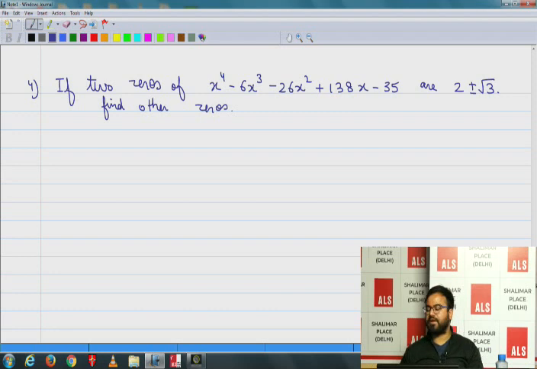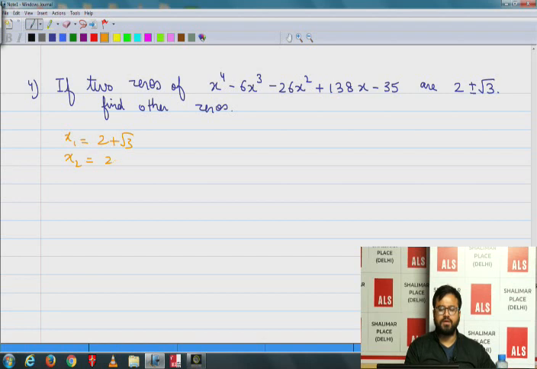Very good. Negative 5 and 7. That is the correct answer. Okay, so let us solve this. So the two zeros are given, 2 plus minus root 3. So we can say x1 is equal to 2 plus root 3 and x2 is equal to 2 minus root 3. So we have to frame the polynomial first. When the two zeros are given, we can frame the polynomial like this.